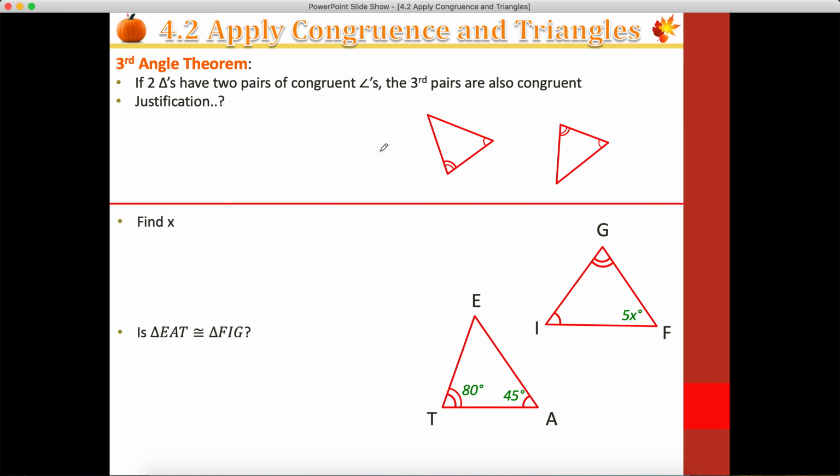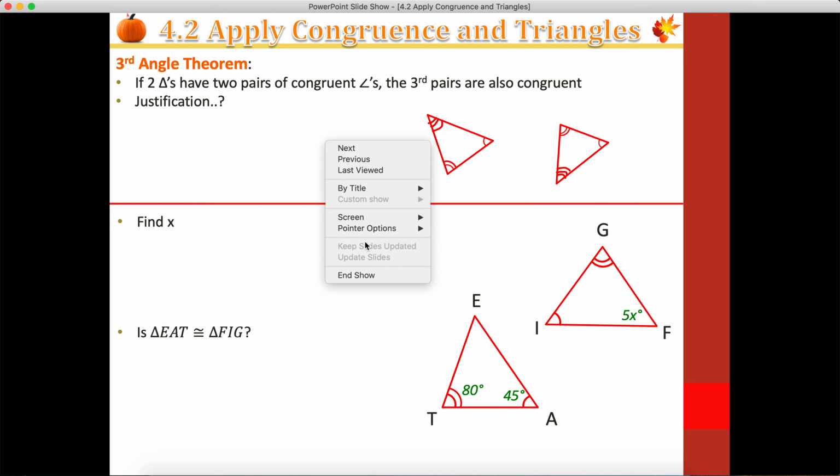So another thing worth mentioning in this section is something called the third angle theorem, which I may have actually referred to previously for some justification. What it says is, if two triangles have two pairs of congruent angles, then the third pairs are also going to be congruent as well. So what that means here is that since this triangle on the left has two angles that are congruent to two angles from this triangle on the right, then the third pair of angles are also going to be congruent too. So we know this. If I have two pairs of congruent angles, it implies the third.